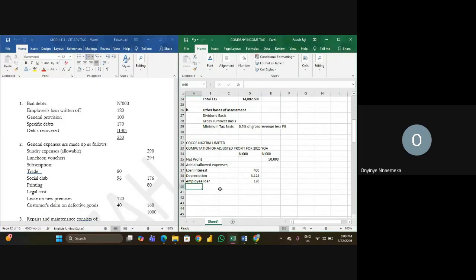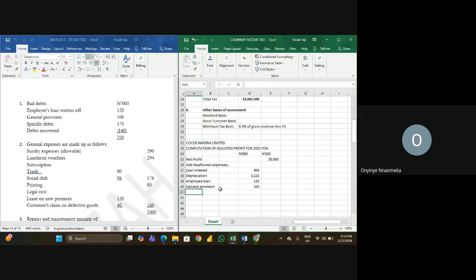So employee loan, general provision. We already said general provision is disallowed, something we just discussed. General provision, which is 100 naira. Specific is allowed. Debt recovered: if no bad debt is an allowable expense, just as they have allowed you to deduct bad debt, when you recover that debt it's going to be taxed, which is the reason why this one is being deducted. So we are leaving it like that.